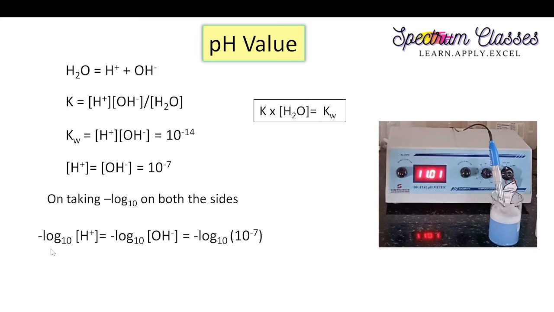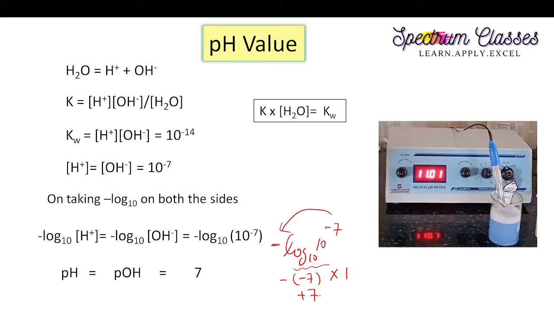And as I told you earlier, this minus log base 10 is abbreviated as small p. So this is small p and this H, small p and this is OH, and this is log base 10, as you know, and log base 10 of 10 gives us 1, and raised to the power minus 7, and here we are having minus. So minus into minus 7 into 1, right? So the power goes outside, so this gives us plus 7 here.